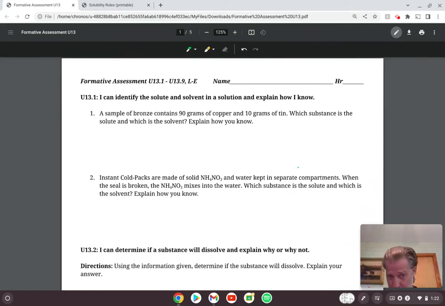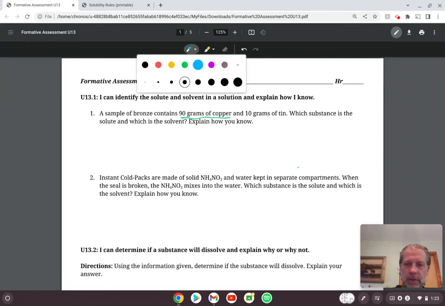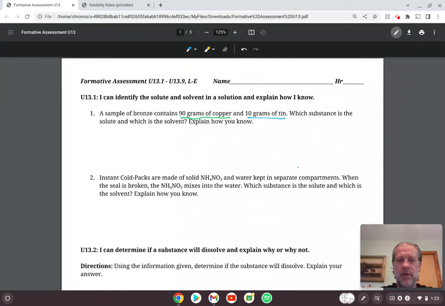The first section, Learning Target 13.1, asks you to be able to identify if a solute and a solvent are present and which one is which, and explain how you know. In the first problem, we're talking about a sample of bronze that is 90 grams of copper and 10 grams of tin, and you're trying to identify which one is the solute and which one is the solvent. Since we haven't talked about that for a while, we should probably review for a second.